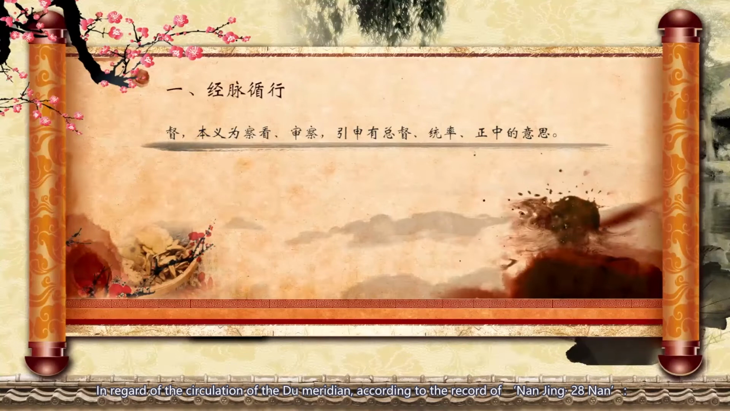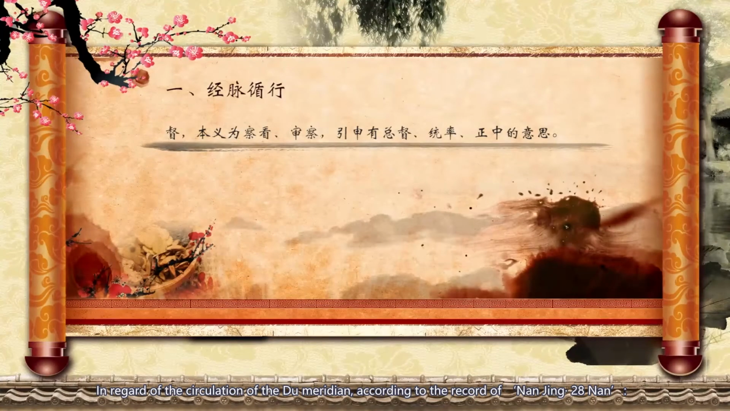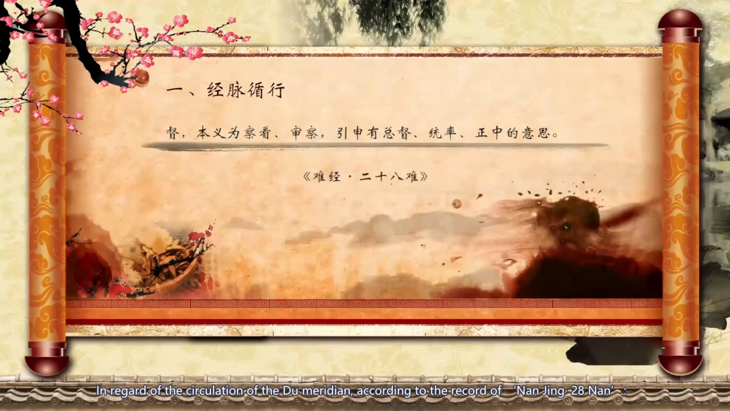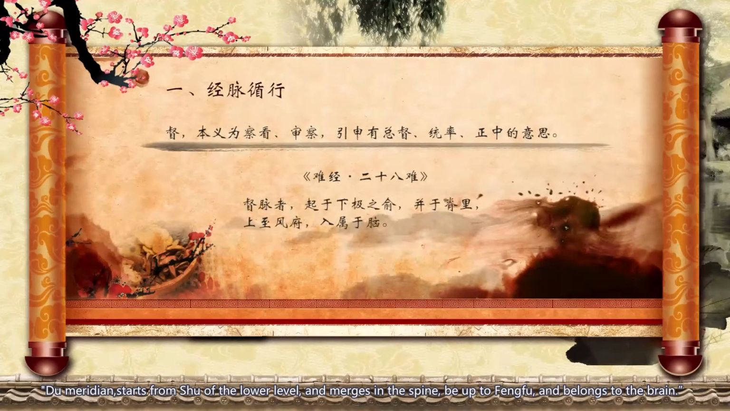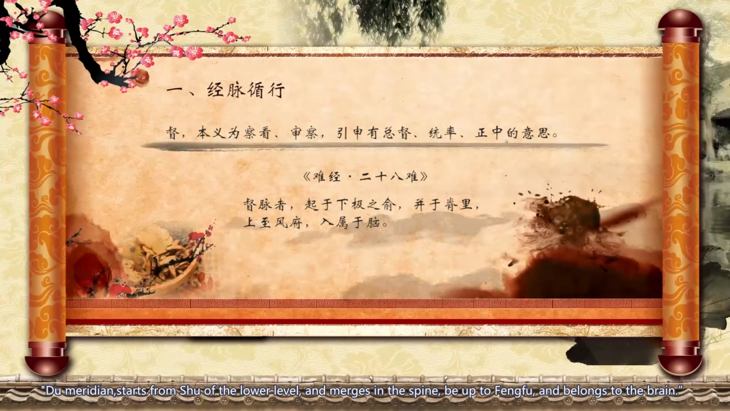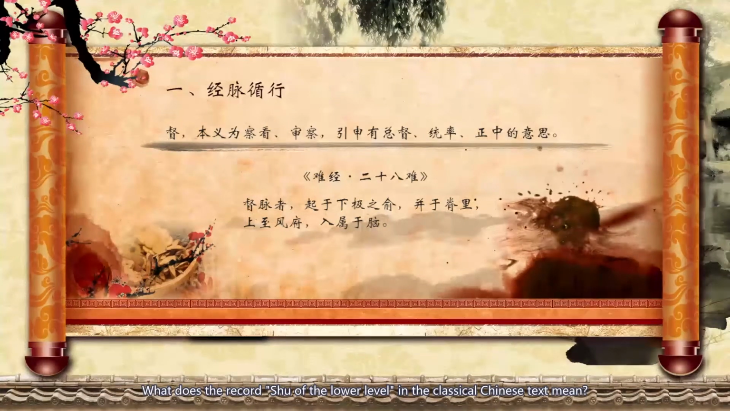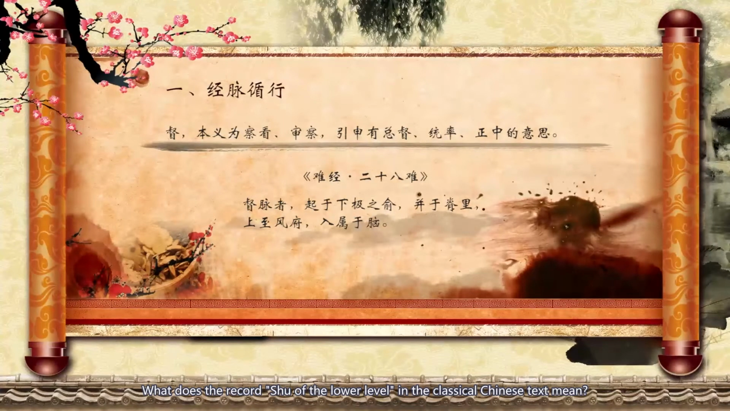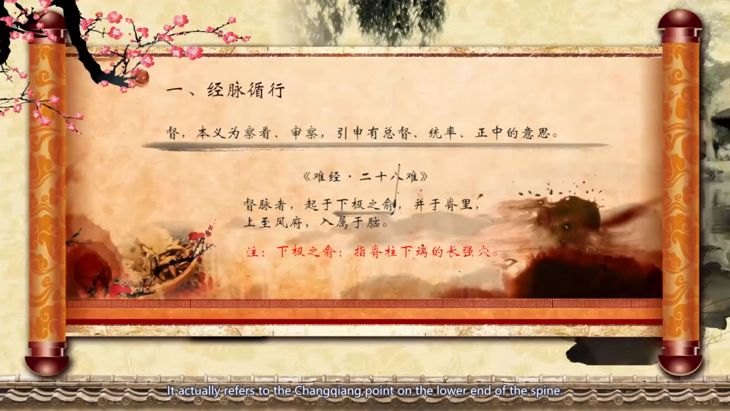In regard to the circulation of Du Meridian, according to the record of Nanjing 28:9, Du Meridian starts from the shu of the lower level and merges in the spine and goes up to Fengfu and belongs to the brain. What does the record "shu of the lower level" in the classical Chinese text mean? It actually refers to the Changqiang point on the lower end of the spine.